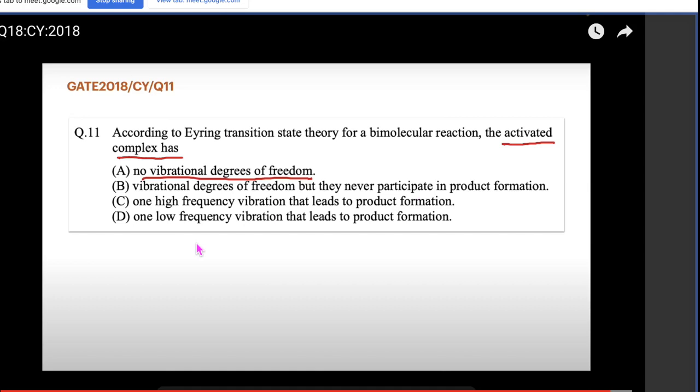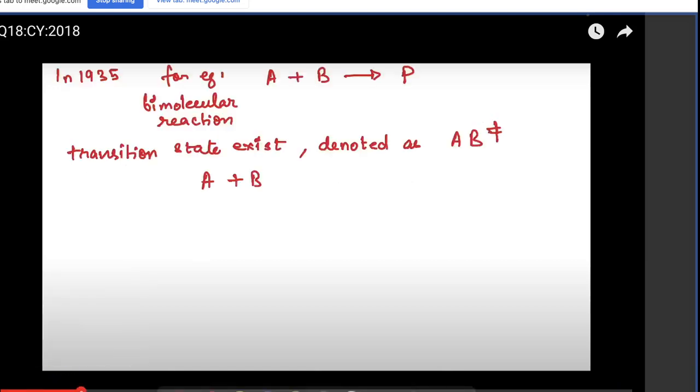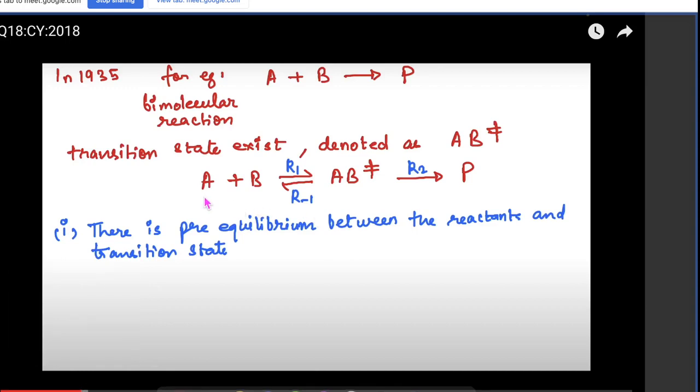So the concept behind the Eyring equation is based on the transition state theory. For example, in this question we were asked about the bimolecular reaction. So if I have two molecules A and B giving me product P, because it's a transition state, there should be one transition state in between, so it is AB double dagger. In the transition state we assume that it is in pre-equilibrium with my reactants. So the pre-equilibrium is set up here, and finally I get the product with the rate constant k2.